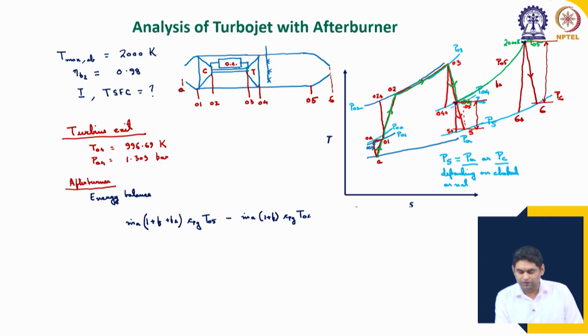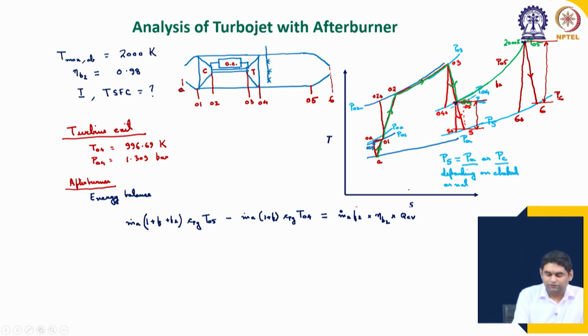So, CPG T04, this should be equal to the energy which is added from the chemical energy of the fuel. The mass flow rate of fuel addition is m dot A into F2, multiplied by the combustion efficiency of the afterburner, multiplied by the calorific value of the fuel. So, this is our energy balance. From here we should be able to get F2, everything else should be known to us.